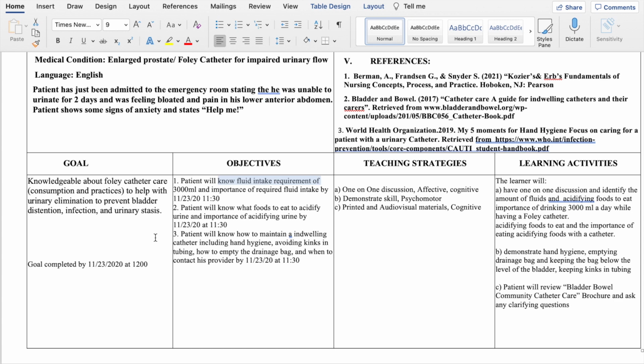You need to have adequate fluid intake to prevent urinary stasis and just promote urinary elimination and just getting rid of that bacteria that's inside of the bladder.